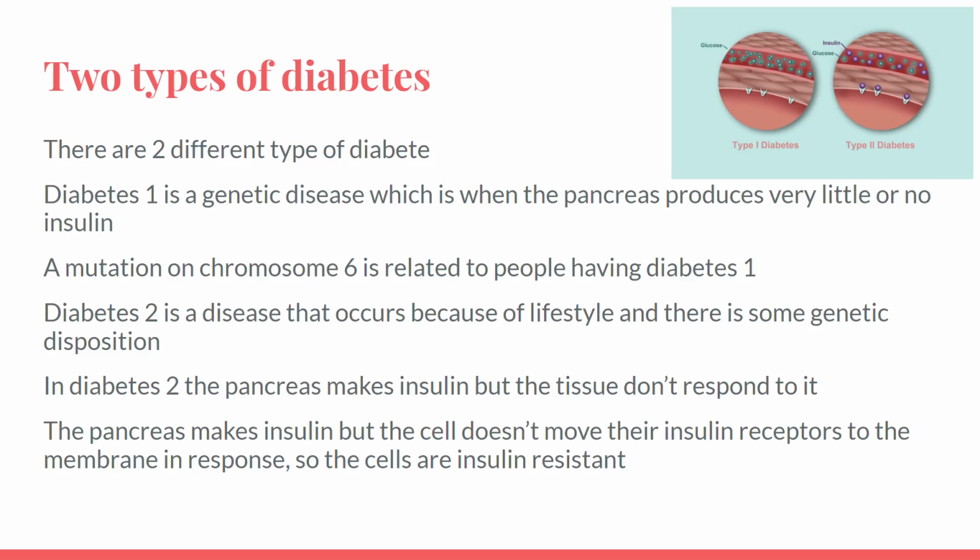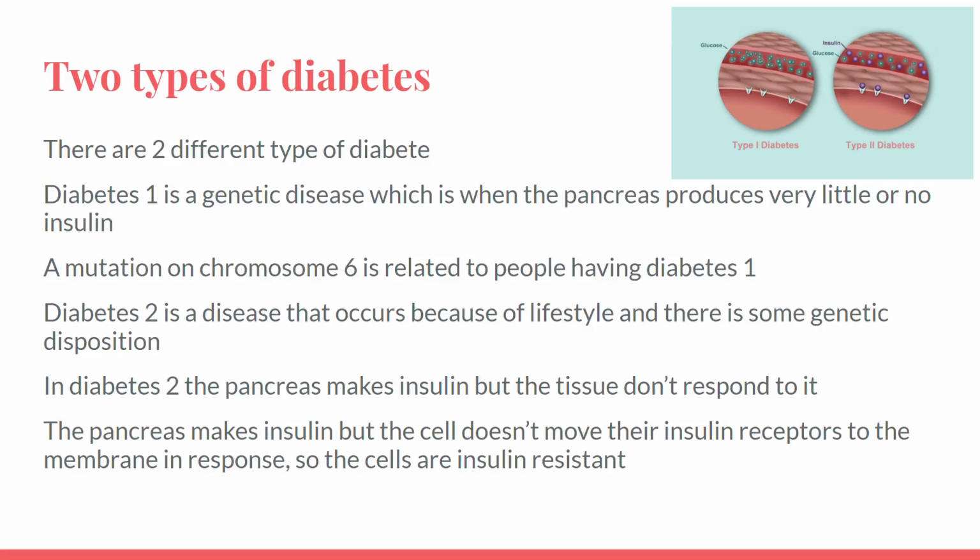So there are two different types of diabetes. Diabetes 1 is a genetic disease, which is when the pancreas produces no insulin. A mutation on chromosome 6 is related to people having diabetes 1. Diabetes 2 is a disease that occurs because of lifestyle, and there's some genetic disposition to it. In diabetes 2, the pancreas makes insulin, but the tissues don't respond to it.